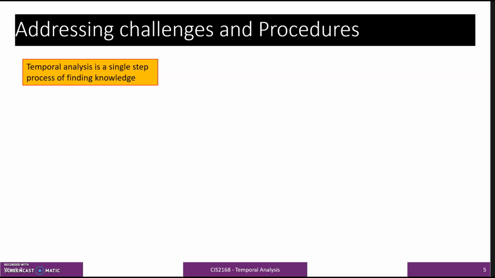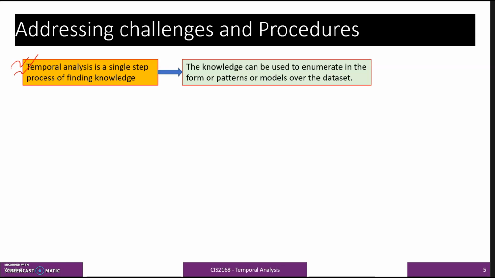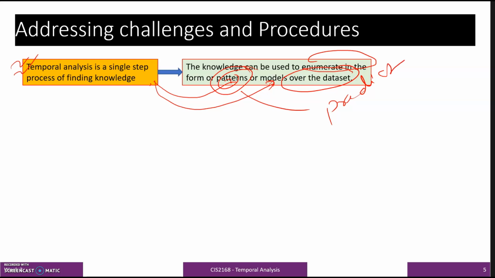Temporal analysis is a single step process of finding knowledge. So what will we do with this knowledge? Suppose you are applying the concept of temporal analysis and you got some knowledge, then how will you use this knowledge? This knowledge can be used to enumerate patterns. Using this knowledge we can create the patterns, and we can use the pattern for creating the model for the given data set. This pattern can be utilized to predict what will happen in the near future.